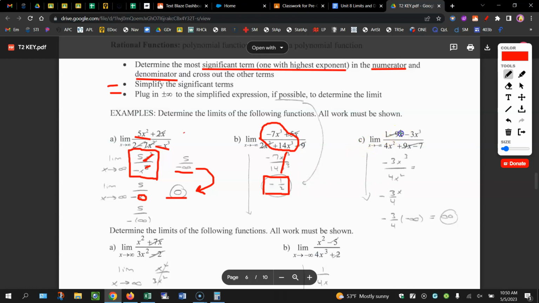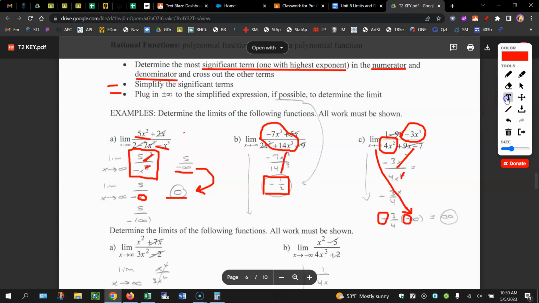And in the third case, if your significant terms, when you simplify, have a higher exponent in the numerator, so here, as you go to simplify x to the third over x squared, you have 1x left over in the numerator. You're going to now substitute in as x approaches negative infinity. And then here, just be mindful, a negative times a negative is a positive.